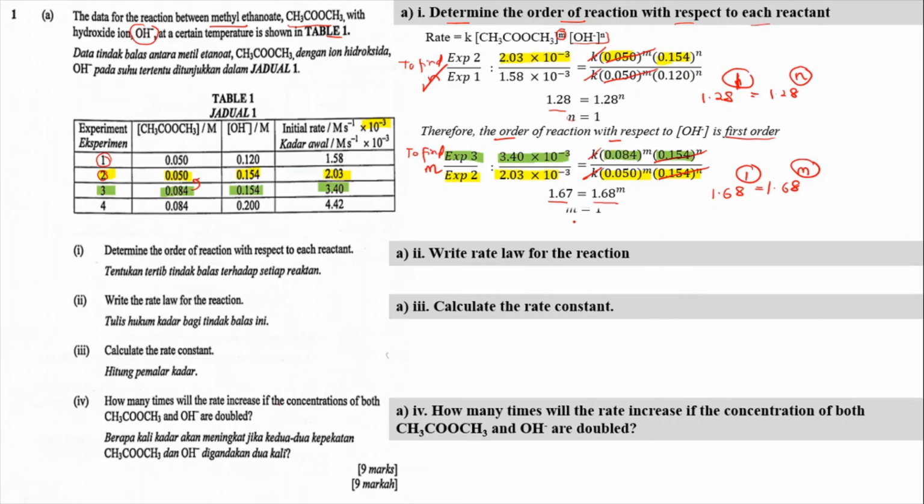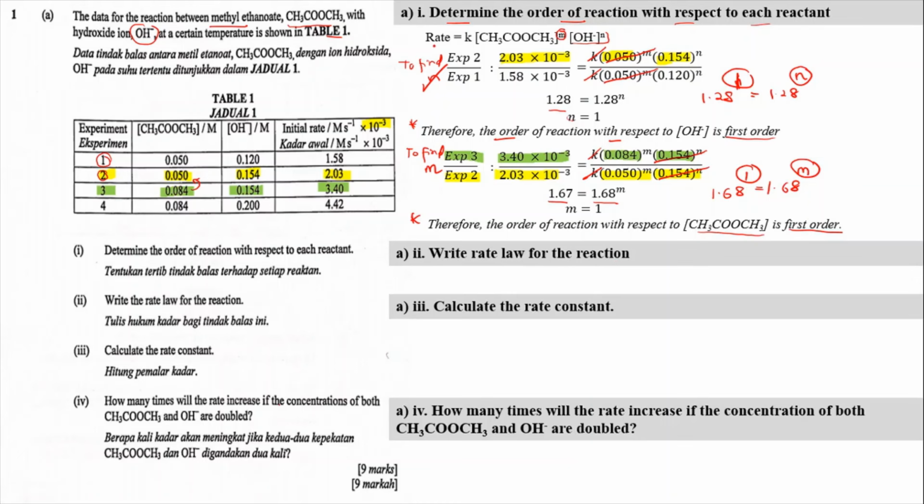Okay. So we can make the conclusion where we can say that therefore the order of the reaction with respect to CH3COOCH3, which is the methyl ethanoate, M, is a first order reaction. Okay, so that conclusion is important. Okay, now once we do that, we can answer question A2 where we have to write the rate law for the reaction.